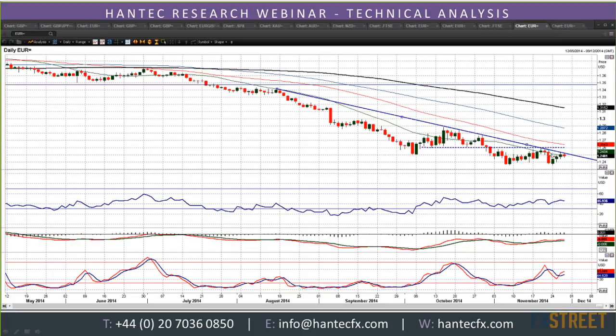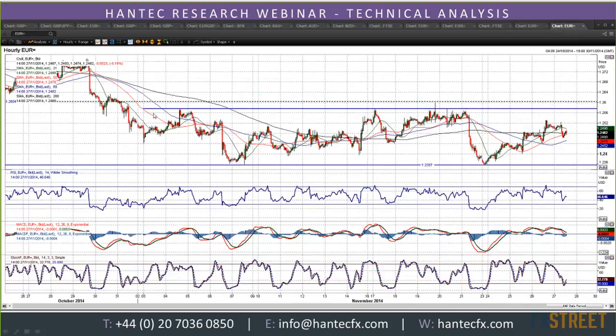What is happening this morning? Obviously, we've had the disappointing Spanish CPI data or HICP data that's come out, and it seems as though the euro is backing away from this once again. Euro is ultimately, though, in this sort of trading band. This is on the hourly chart, in this sort of sideways trading band, and I think any sort of rally within this trading band is a chance to sell.